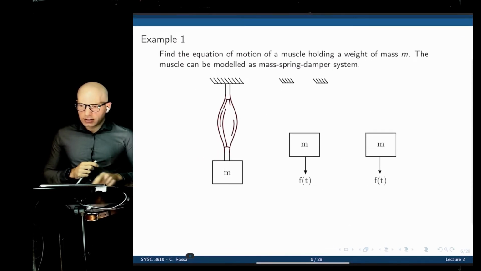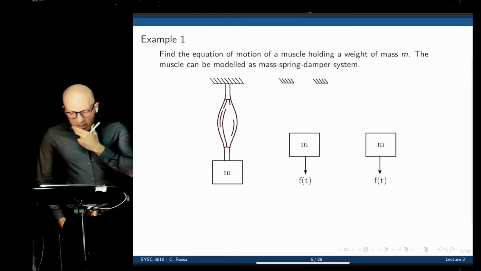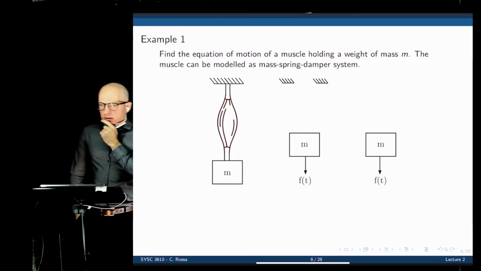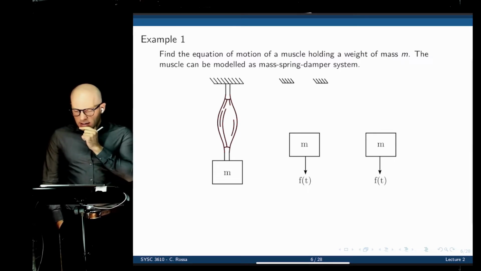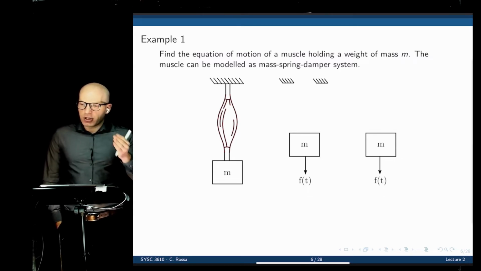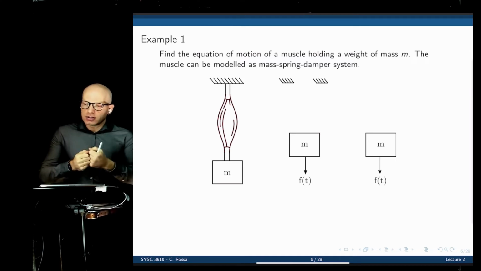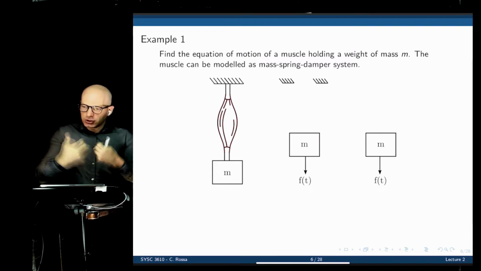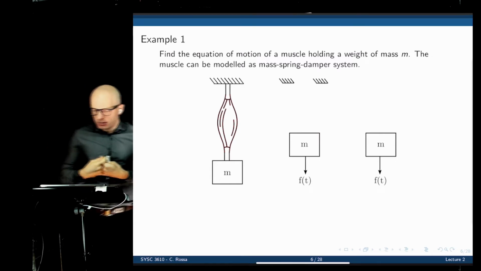All right, so let's do an example here. Here I have a muscle that is holding a weight. The muscle can be modeled as a spring and a damper in parallel. The spring simulates the elasticity of that muscle, and the damper simulates friction happening in the muscle. And we can put them in parallel.